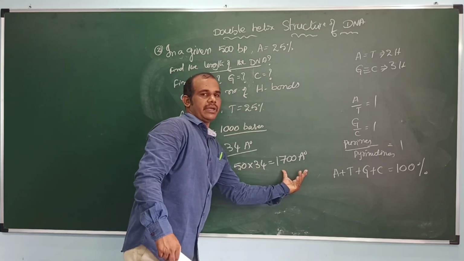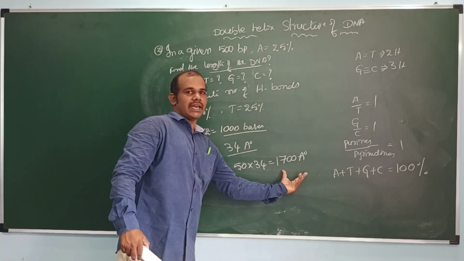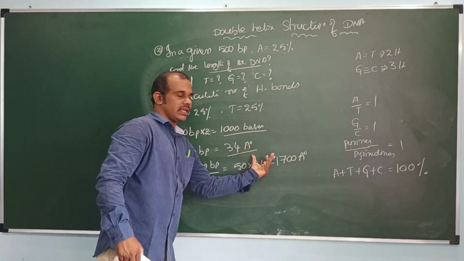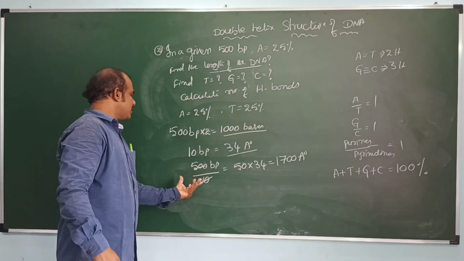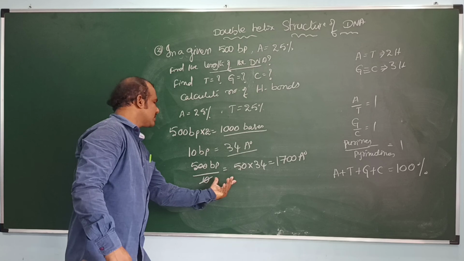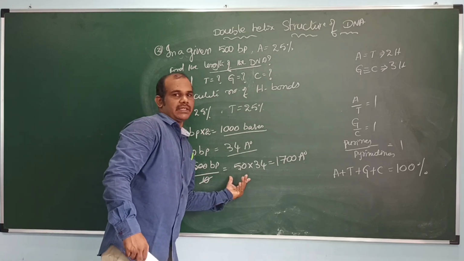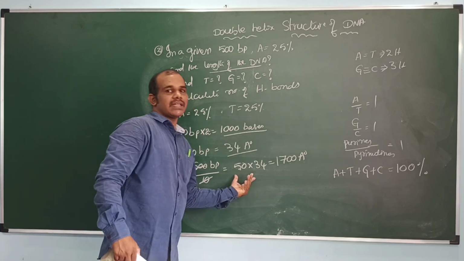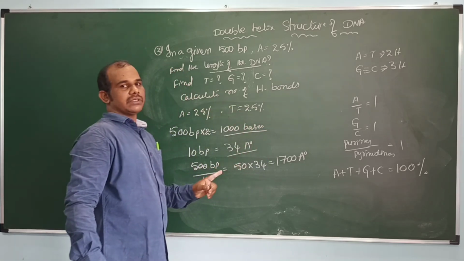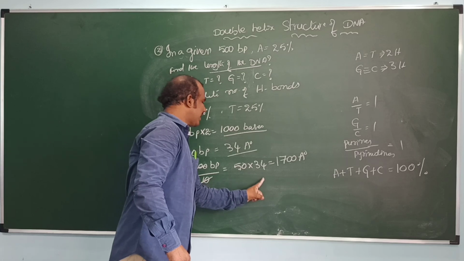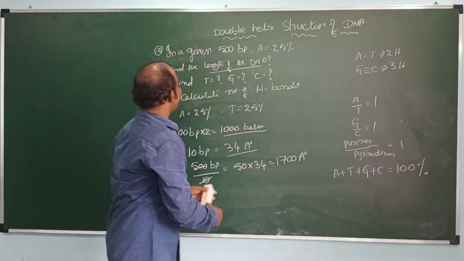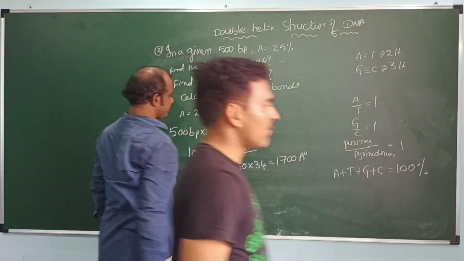As we mentioned earlier, the length of 10 base pairs is 34 angstrom units. Then how many 10 base pairs are there in the given DNA? That is 500 by 10. That is 50 pitches, or 50 full turns. The length of one full turn is 34 angstrom units. Therefore 50 into 34 is equal to 1700 angstrom units. This is the length of the DNA.